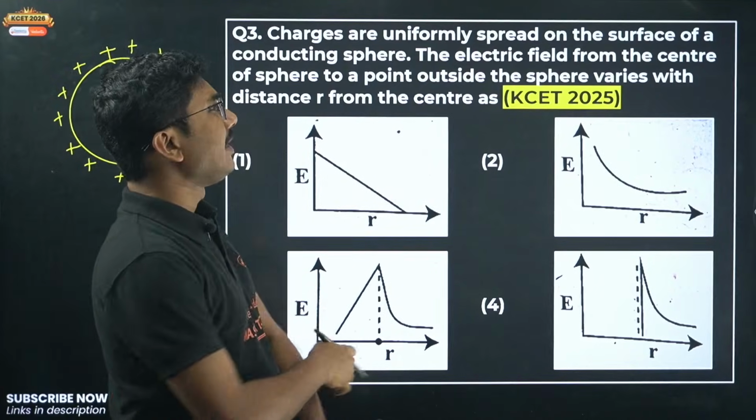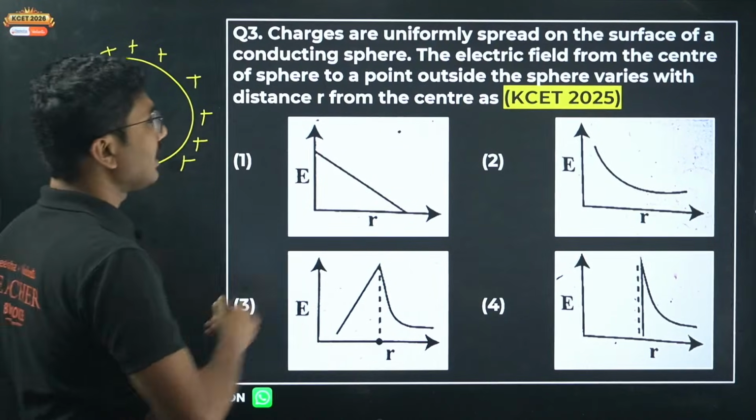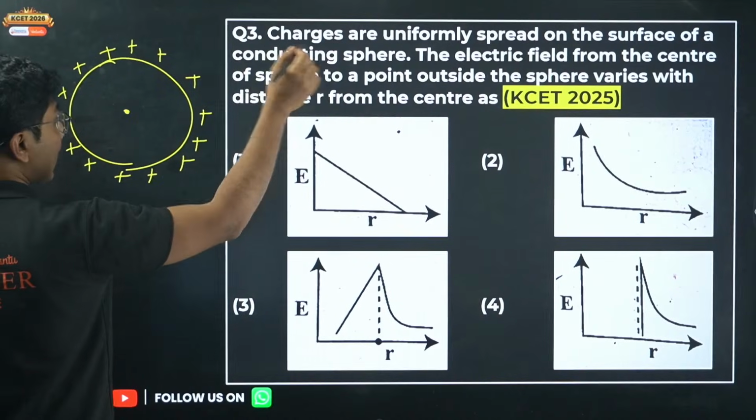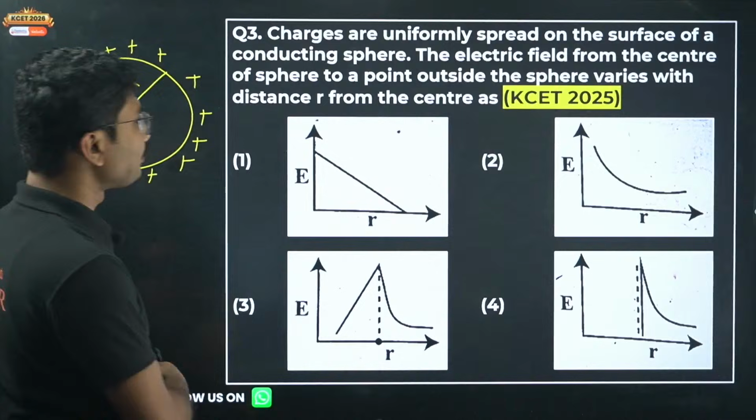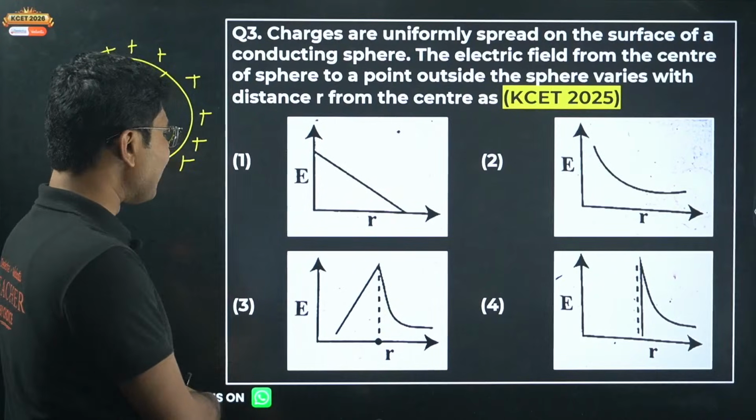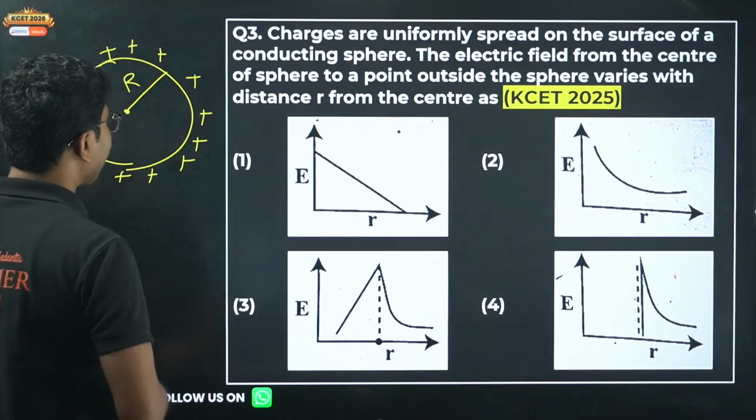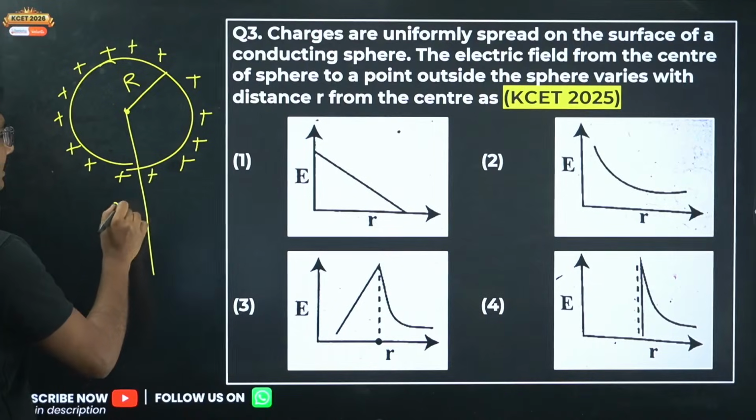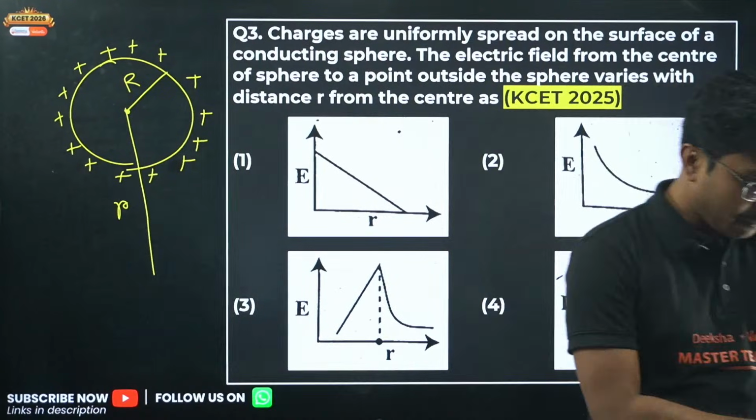The electric field from the center of the sphere to a point outside the sphere. How does it vary? It's a conducting sphere, by the way. Remember, the radius is given by capital R. Okay, assume that it is given by capital R. And we are trying to find the electric field starting from the center towards an outside point, say at a distance r. So what will be the graph?